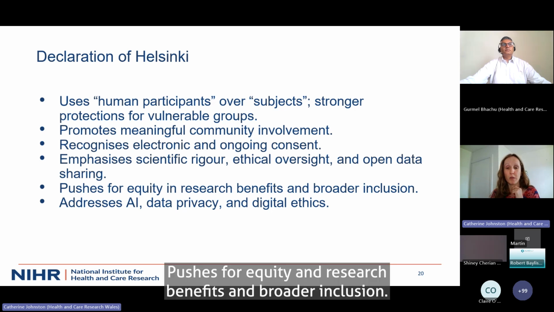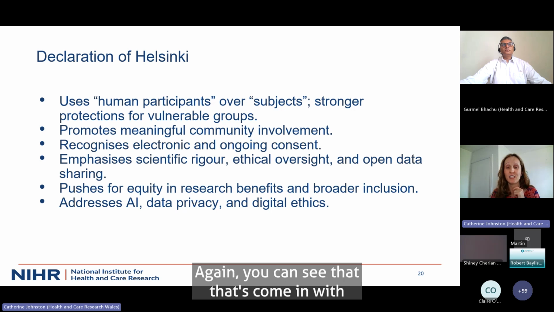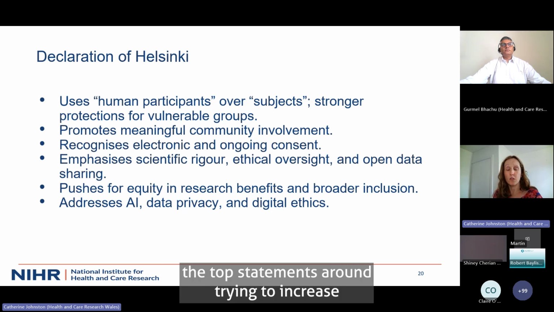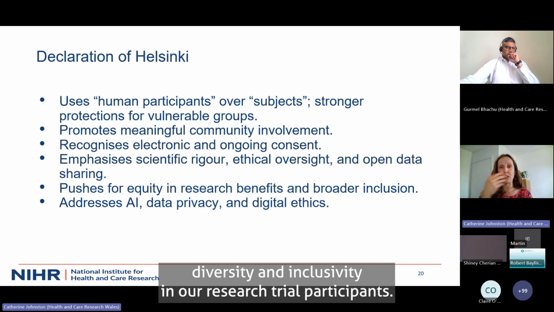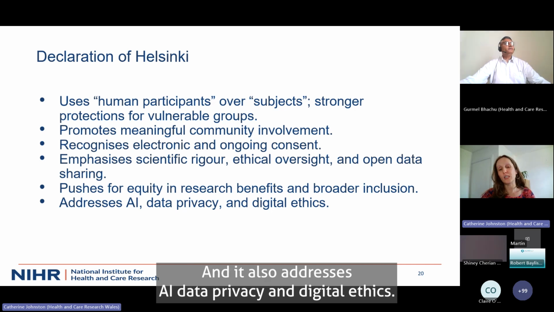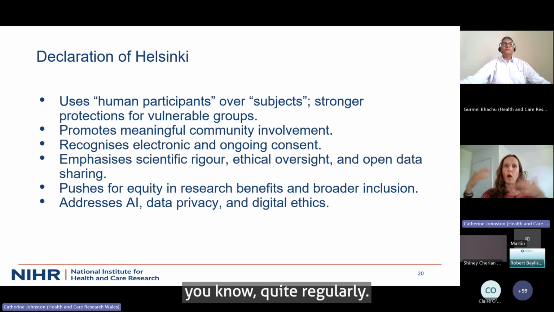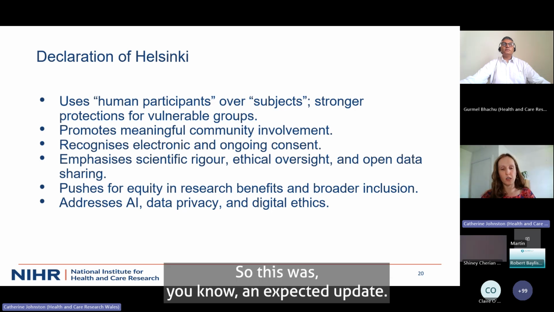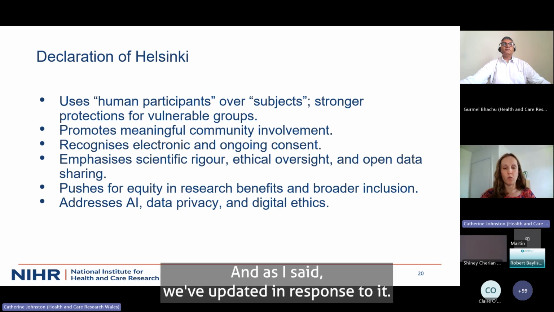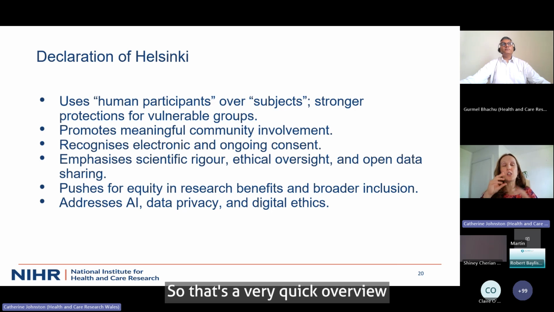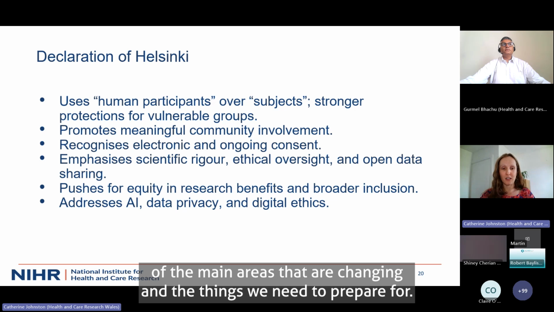It pushes for equity in research benefits and broader inclusion. Again, you can see that that's come in with the top statements around trying to increase diversity and inclusivity in our research trial participants. And it also addresses AI, data privacy and digital ethics. The Declaration of Helsinki does update quite regularly, so this was an expected update, and as I said, we've updated in response to it. So that's a very quick overview of the main areas that are changing and the things we need to prepare for.